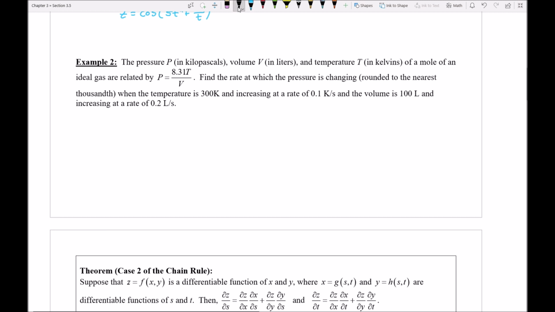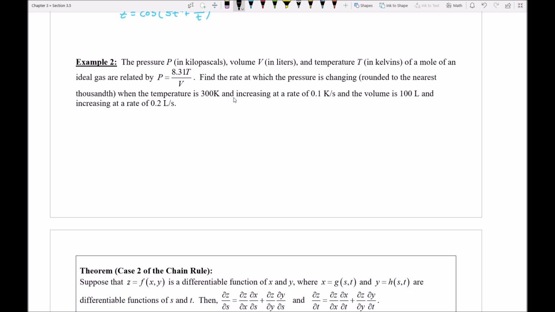The pressure P, the volume V, and the temperature T of a mole of an ideal gas are related by this formula here. If you're not familiar with any of these pieces of terminology or this formula, that's totally fine. You don't need to be aware of it. But just notice right now that what we have here is a formula that has two input variables. So this is like a Calc 3 multivariable function.